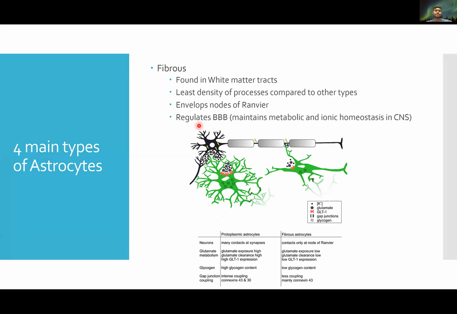Whereas the fibrous astrocytes are found in the white matter. So this is where all of the axons are. And you can see that it doesn't necessarily bind to synapses, it mainly binds to the nodes of Ranvier. So it's very interesting, and it could also influence the environment and make sure that there's not too much of one neurotransmitter, as we'll talk about later. And as we'll see later, it also regulates the blood-brain barrier in terms of blood vessels and whatnot. So yeah.